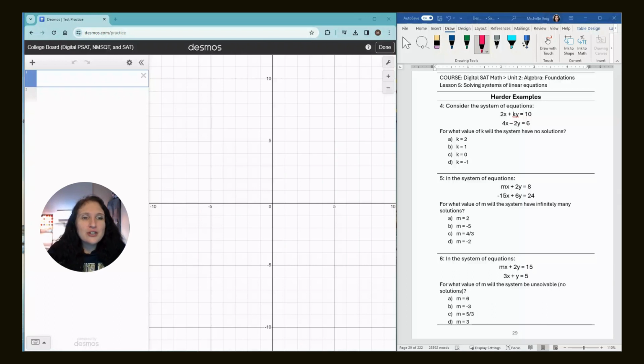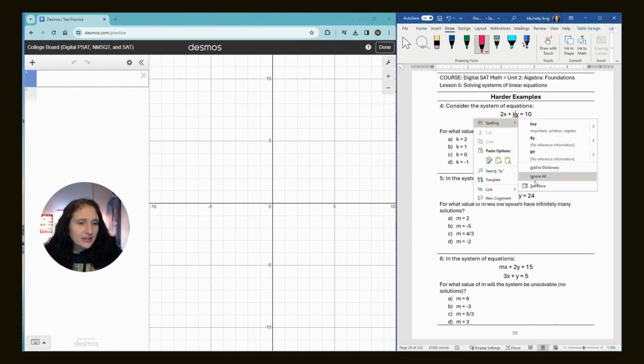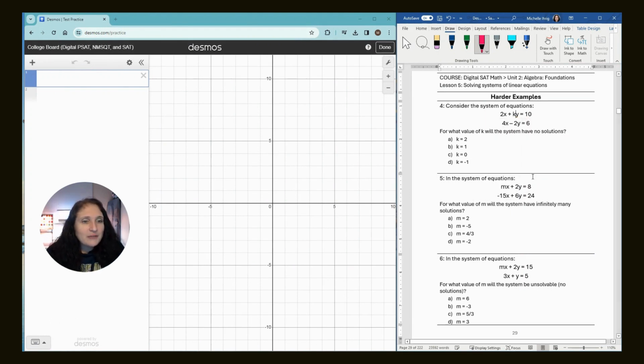All right, let's take a look at question number 4. Consider the system of equations 2x plus ky equals 10 and 4x minus 2y equals 6. What is the value of k such that there's no solution? So you do have to know that in order for something to have no solutions, the slopes have to be the same. If it had one solution, they would cross and make an x for linear equations. If it has infinite solutions, they would be right on top of each other. No solutions, they form parallel lines.